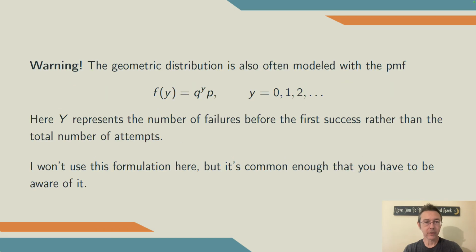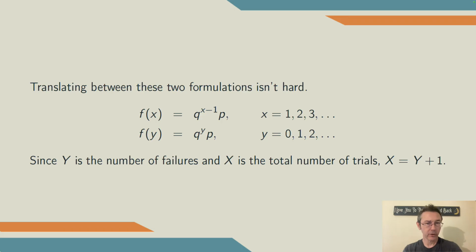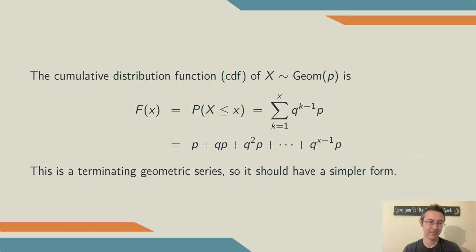One important warning is that the geometric distribution is also often modeled with a slightly different PMF, q to the y times p, where y can be 0, 1, 2, 3, etc. Here y is representing the number of failures before the first success rather than the total number of trials, including that first success. Now, I'm not going to use that formulation in this video, but it's so common that you really have to know both of these. You have to be able to recognize when one or the other is being used and apply it appropriately. But fortunately, translating between these two formulations isn't hard, because x is just one more than y. y is the total number of failures, x is the total number of trials. There's exactly one success, so x is y plus 1.